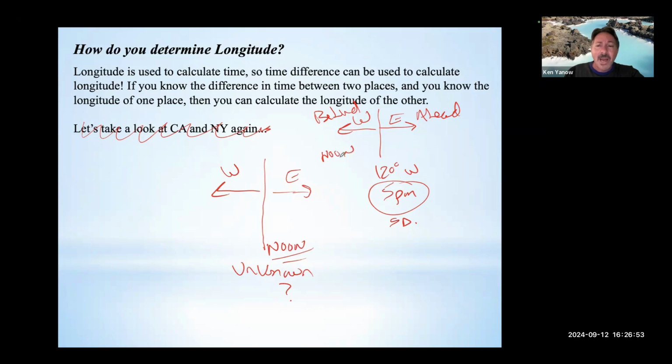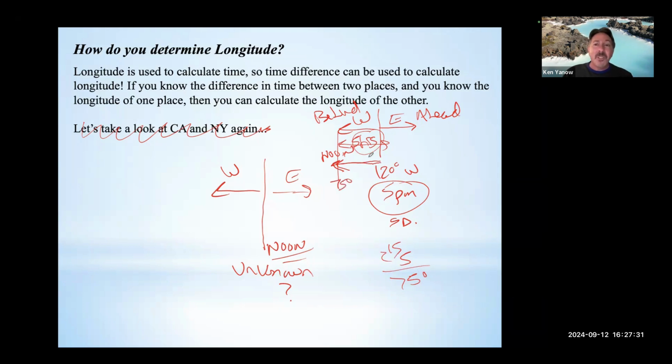5 p.m., noon hasn't hit yet, right? So for you, in your unknown location, you're behind 5 p.m. If that's the case, then the difference of hours is 5 hours. So 120 is here. You are now 5 hours west of 120. So every hour is 15 degrees. So that's 75 degrees. That puts you at 75 degrees west of 120 west.